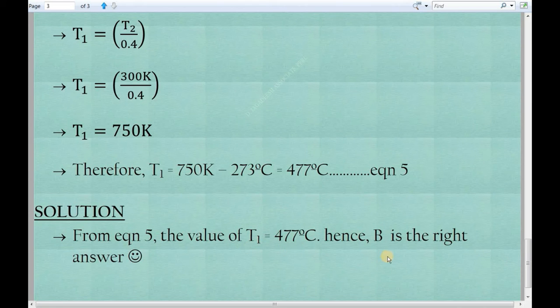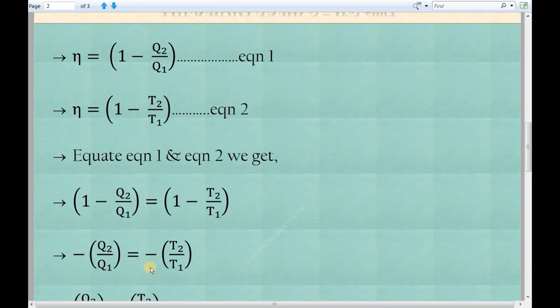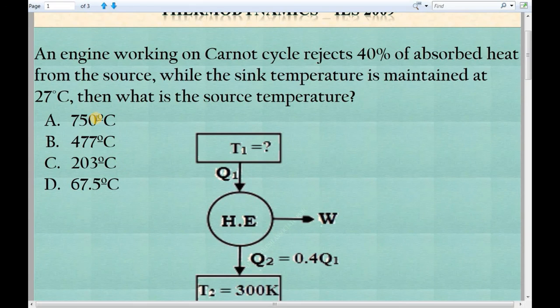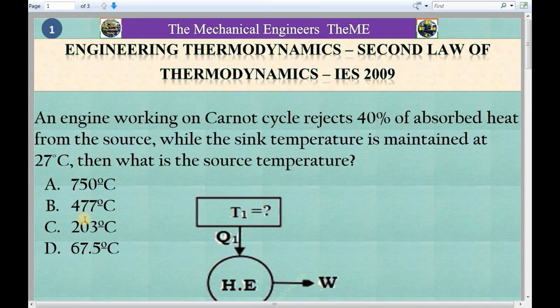So the solution for this question is B is the right answer. You can see here among these 4 options, B holds the value of 477 degrees Celsius. So the solution for this question is 477 degrees Celsius.